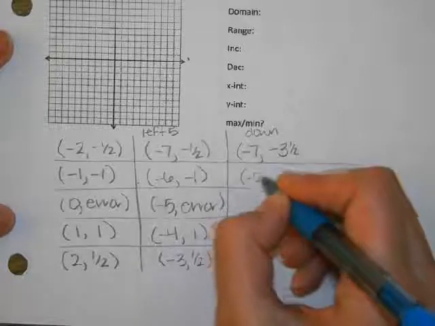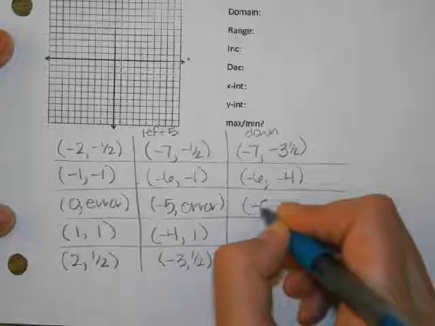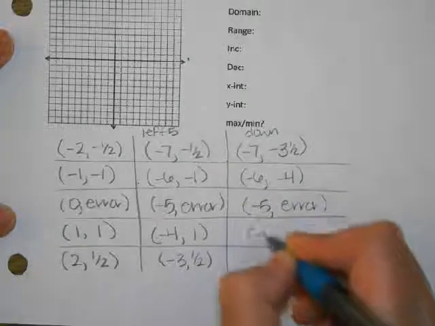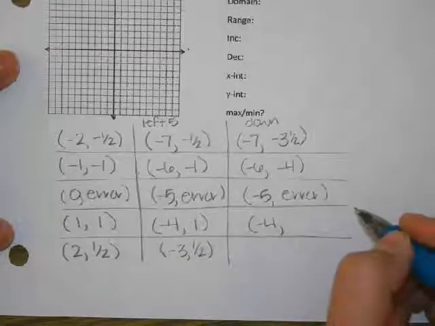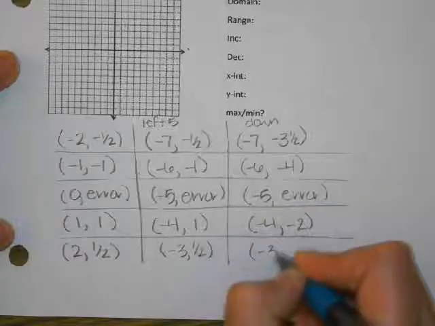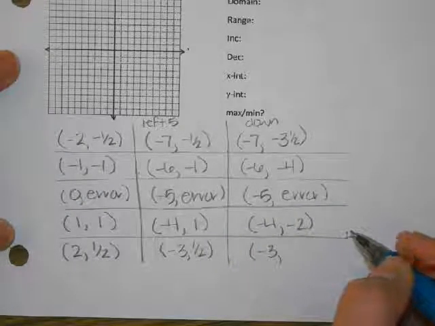-1 becomes, error becomes, error stays an error. 1 becomes -2. 1/2 becomes -2.5.